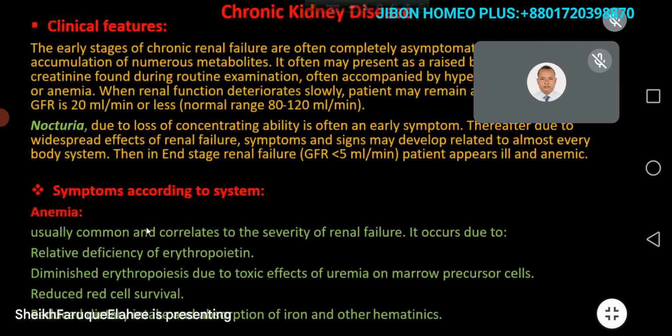Now, what will be the features of chronic kidney disease? How do you know that this person has chronic kidney disease? This is very important. Unless you know the clinical features, you cannot diagnose, you cannot suspect that this person has chronic kidney disease. Only if you can suspect that he has chronic kidney disease, then you will make some investigations which will show that he has chronic kidney disease. Otherwise, you cannot.